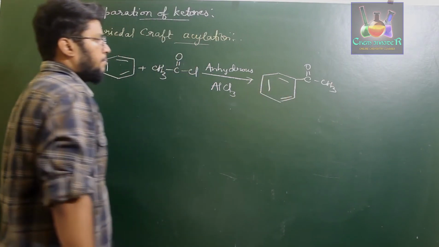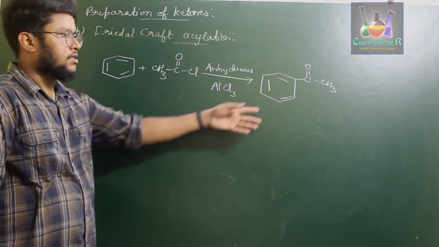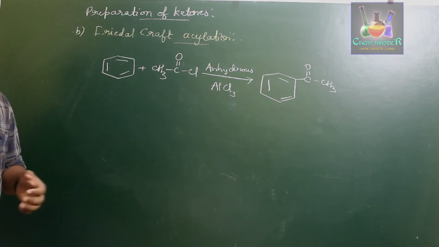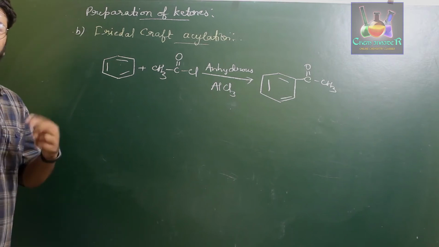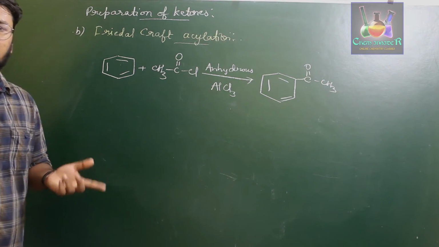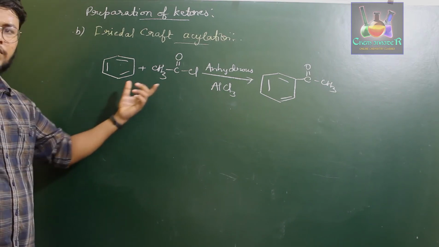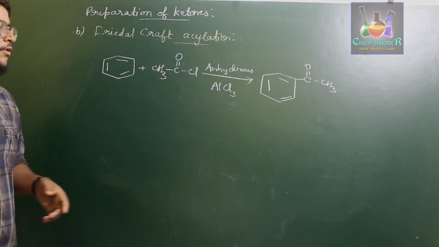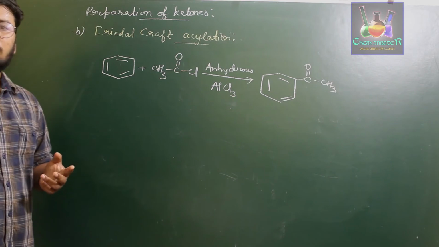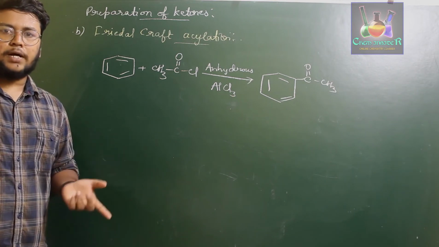If you are using benzene for this preparation, you will be obtaining just one type of product, acetophenone. If you are using a substituted benzene, then we will be obtaining a mixture of two products: the ortho substituted and the para substituted products. One is an ortho product, one is a para product.